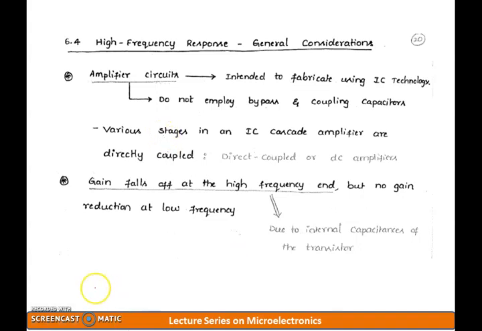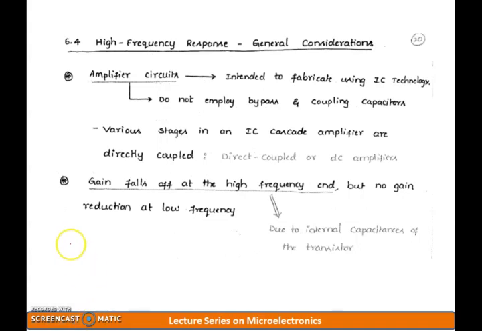Basically, amplifier circuits are mainly intended to be fabricated using IC technologies, and they do not employ bypass and coupling capacitors. There are various stages in IC cascade amplifiers, and they are directly coupled, or DC, amplifiers. And the third important point, which I discussed just now, is that gain falls off at certain high frequencies, but there is no reduction at low frequency.